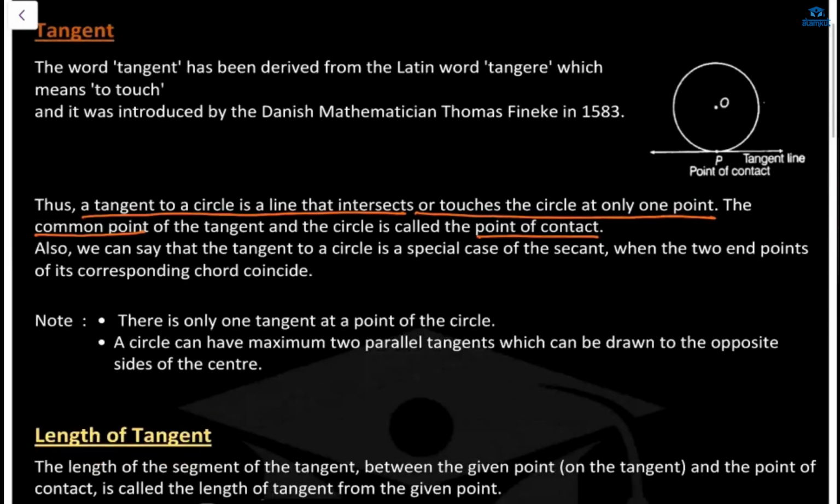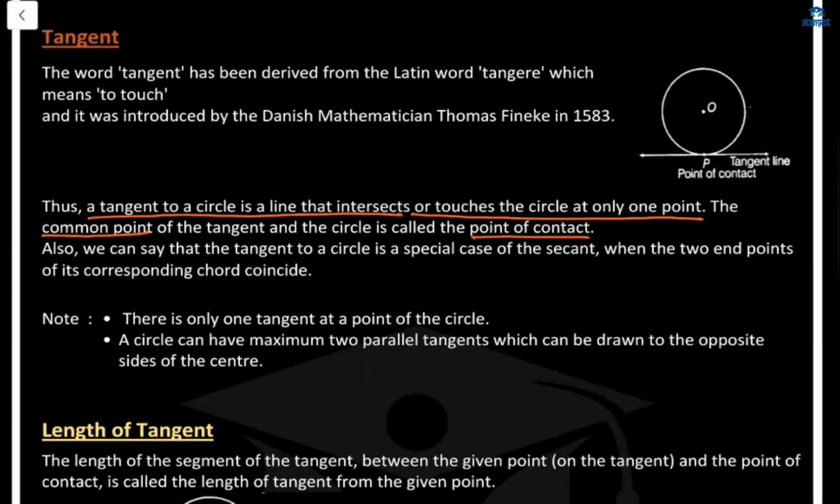Obviously it is a special case of the secant. In a secant, there were two places where the line was touching the circle. So you can assume that both the points have come together. They are coinciding.